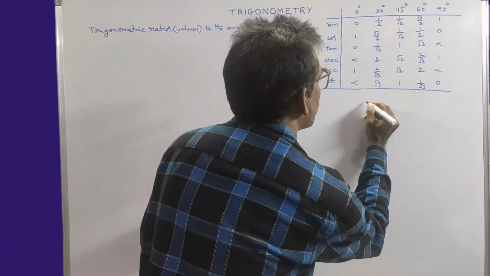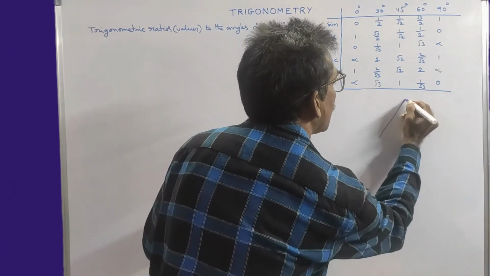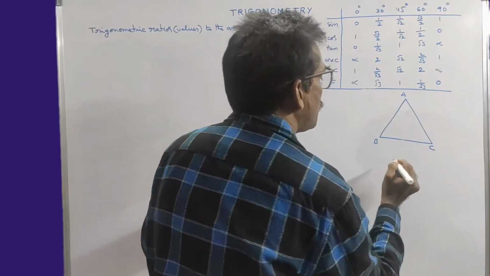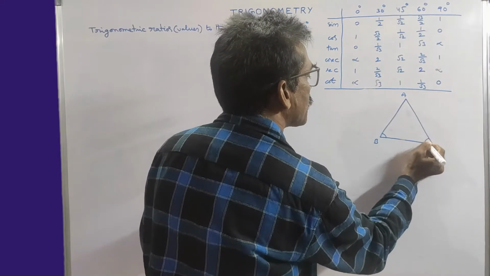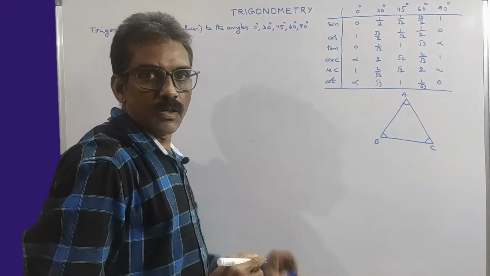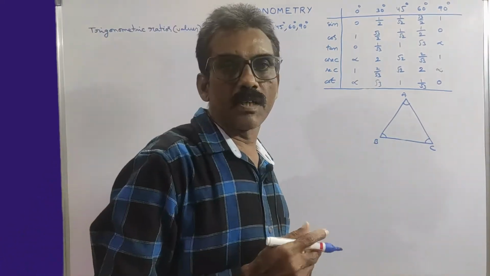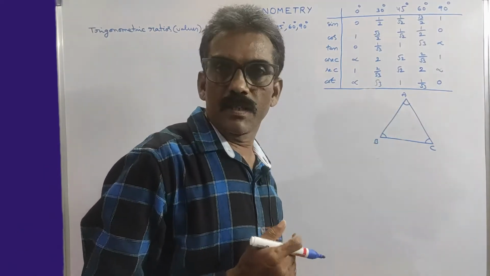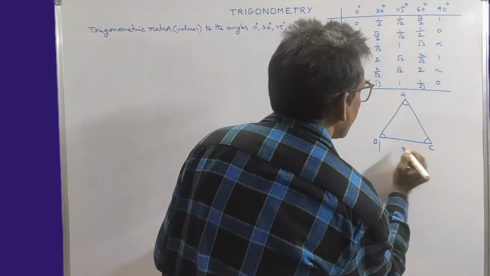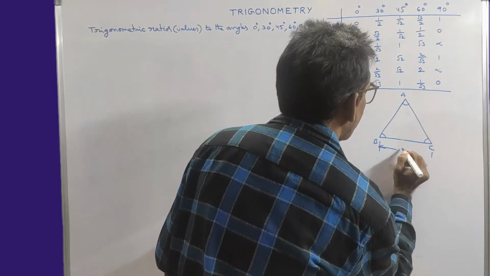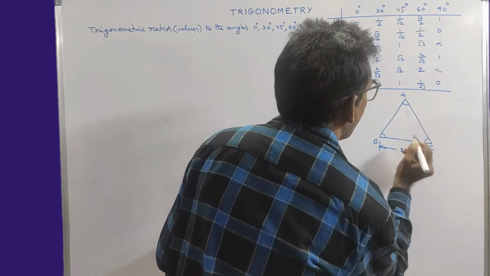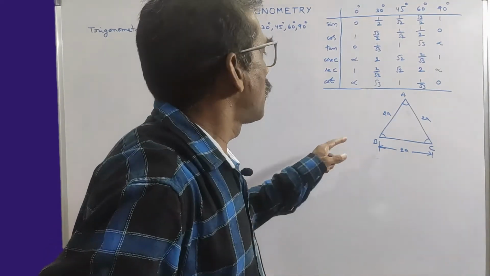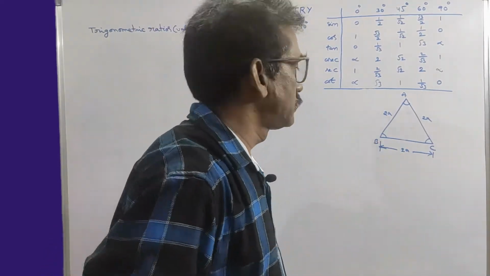consider an equilateral triangle ABC. Suppose ABC is an equilateral triangle. We know equilateral triangle means all the sides are equal. That is, AB is equal to BC is equal to AC. Three sides are equal. Let these side lengths be 2a. Whatever value you want, we can take, no problem. Okay, the sides are 2a.